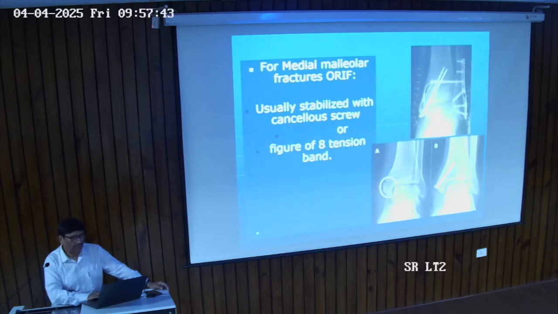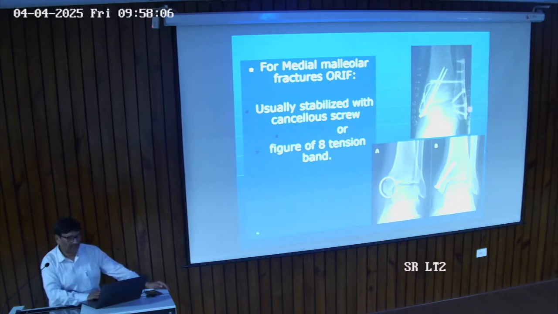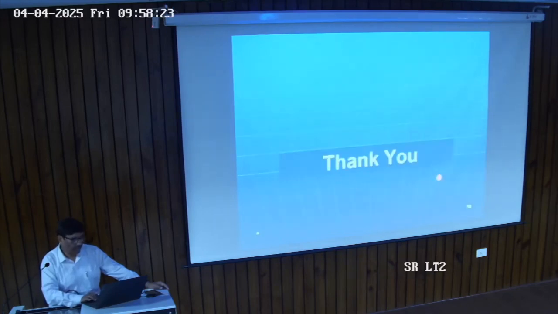This is how we do a tension band wiring of the medial malleolus. We put two K wires in and pass a wire to apply tension to it. This is a fibular plate. This is a lag screw which is lagging the fracture. I'm sure this concept has already been taught to you, how to do internal fixation of the bones. What is a lag screw? What is a compression screw? What is a DCP and all. So this is a lag screw with a plating. See, this is a medial malleolar fracture. This is how we do a tension band wiring, or we can make use of two CC screws, cantilever cancellous screws. So that was all about this. Thank you.